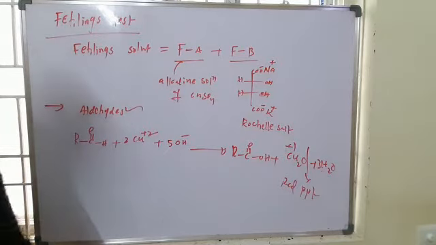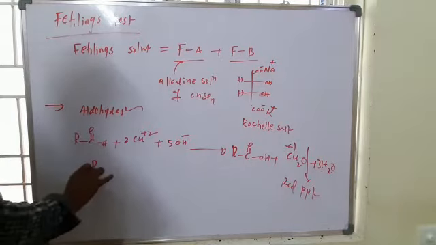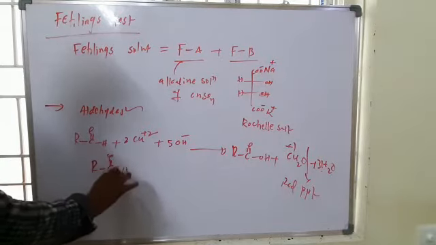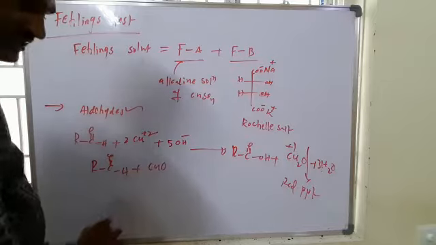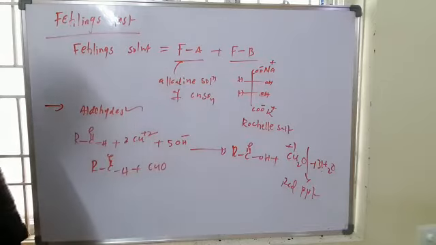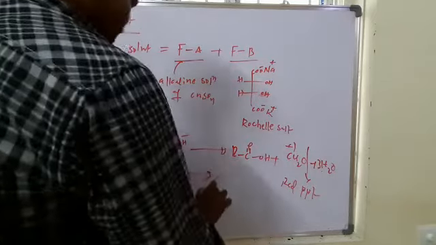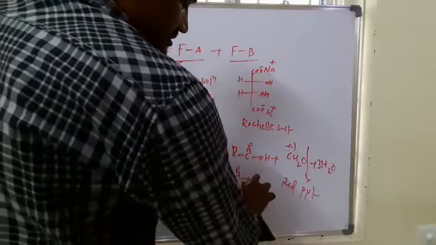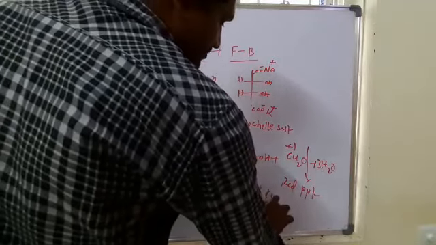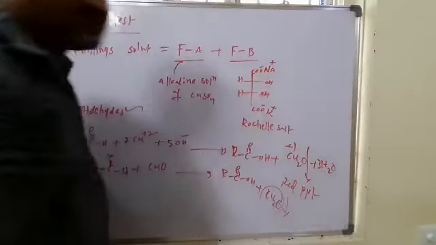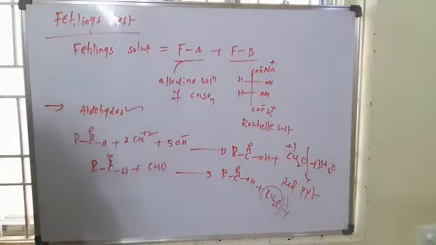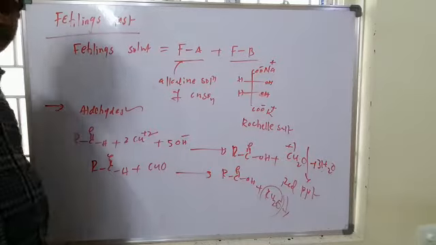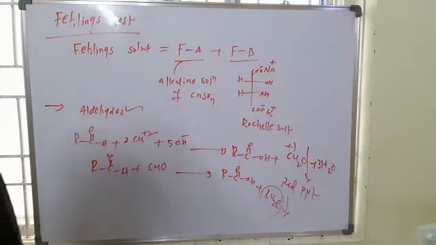Alternatively we can write that an aldehyde reacts with copper in the Cu +2 oxidation state, giving the acid and also Cu2O, red precipitate. The red precipitate is formed. So based on this we can identify it with Fehling's solution.